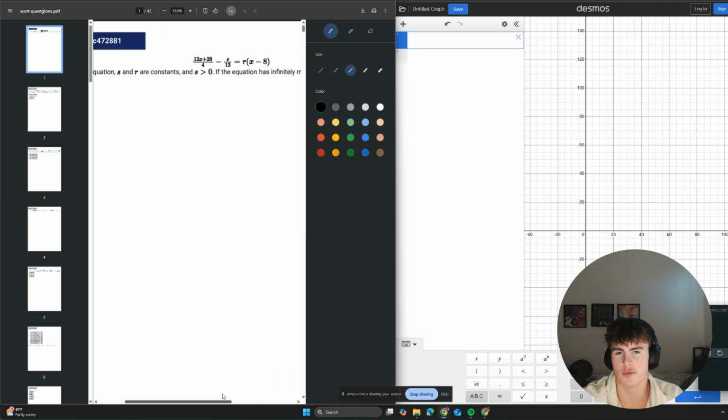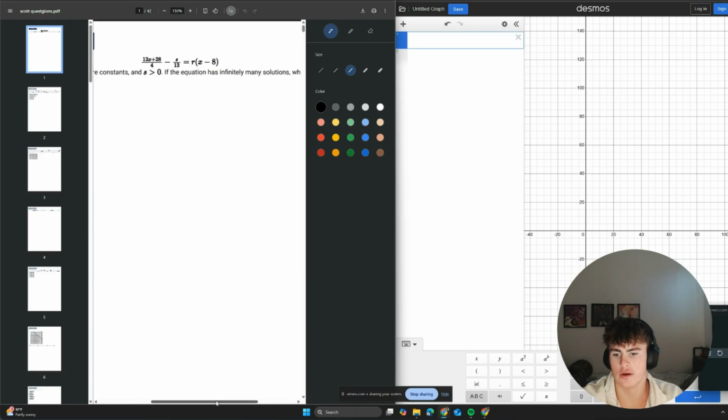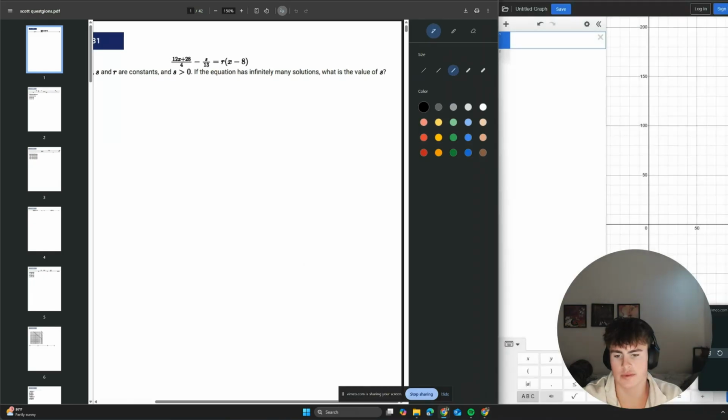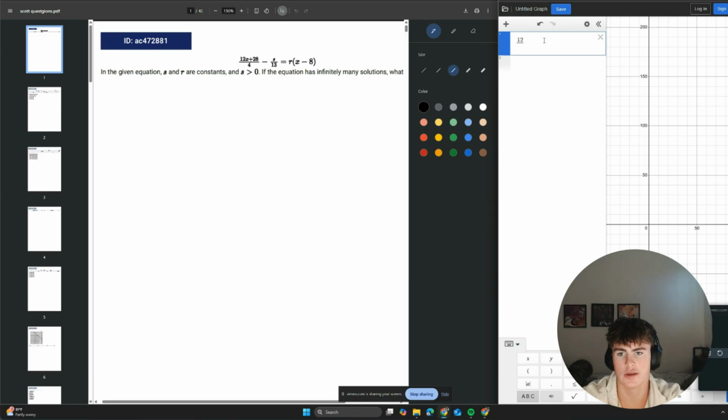All right. So this question: in the given equation, s and r are constants, and s is greater than 0. If the equation has infinitely many solutions, what is the value of s? So let me make this window a little smaller, make this a little bigger. There we go. Okay, so first I'm going to set these equal to each other with a tilde. It's probably the easiest way to do this.